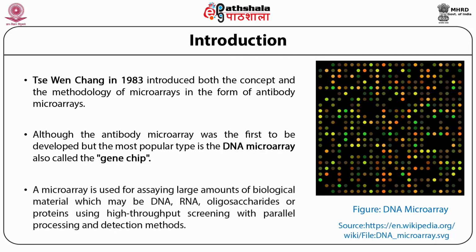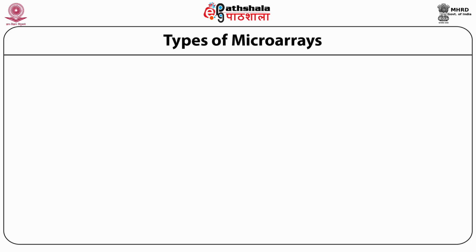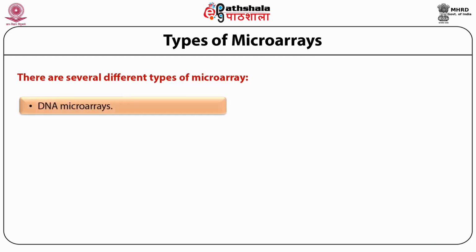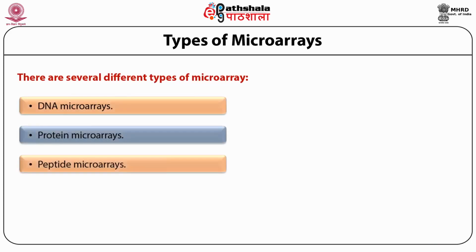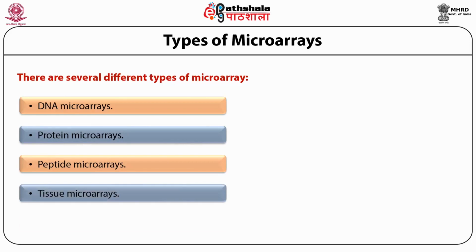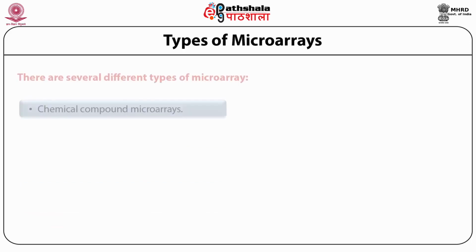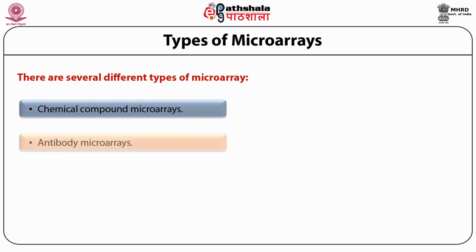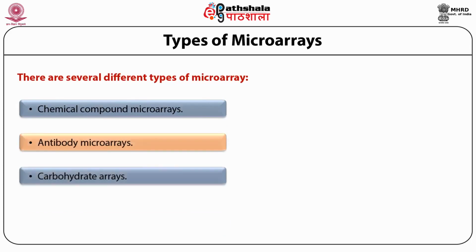A microarray is used for assessing large amounts of biological material, which may be DNA, RNA, oligosaccharides, or proteins, using high throughput screening with parallel processing and detection methods. Types of microarrays. There are several different types of microarrays: DNA microarrays, protein microarrays, peptide microarrays, tissue microarrays, cellular microarrays, chemical compound microarrays, antibody microarrays, carbohydrate arrays, phenotype arrays.